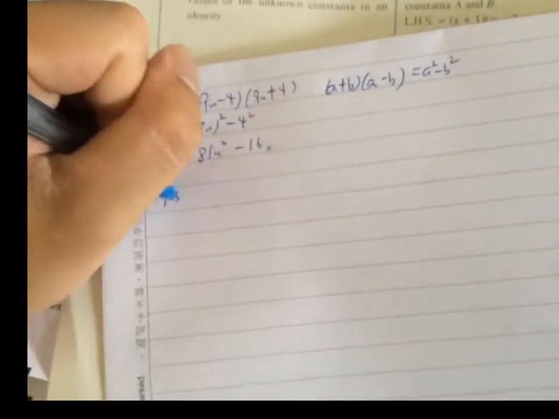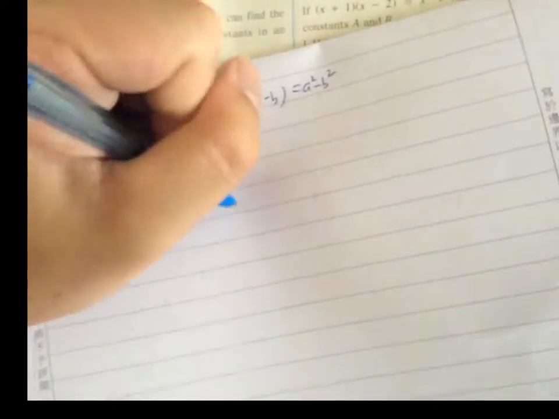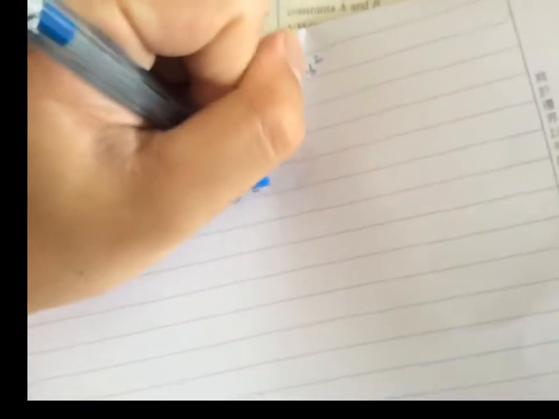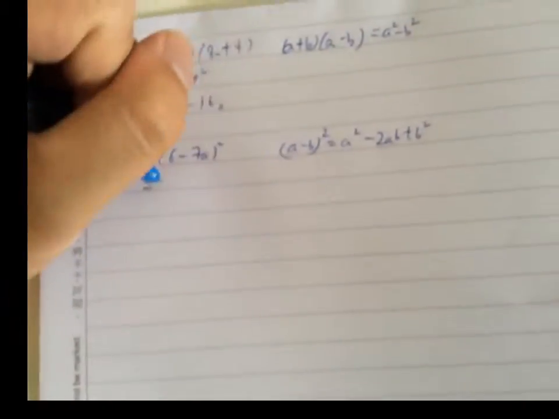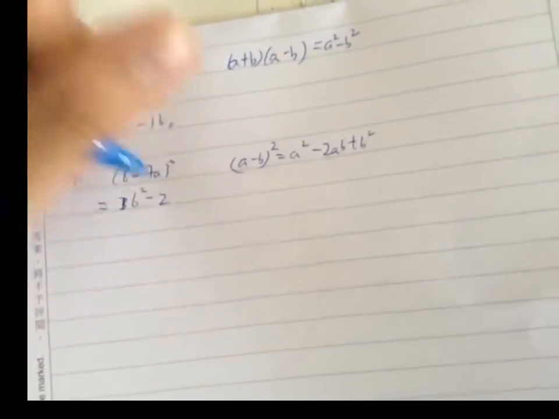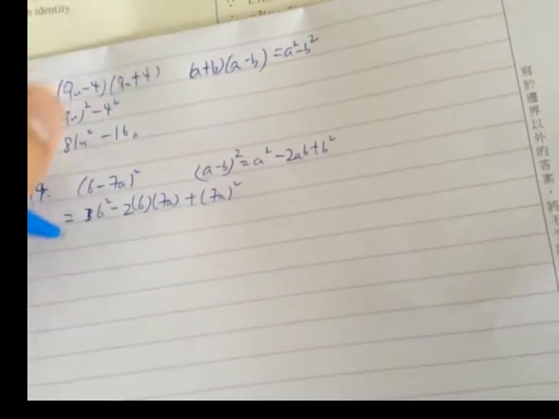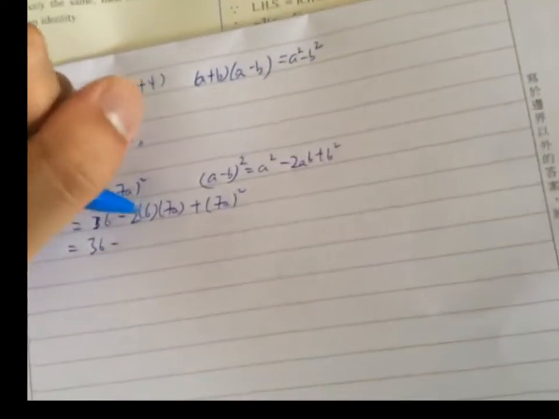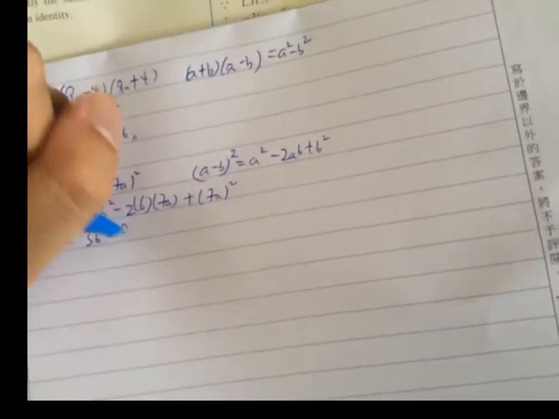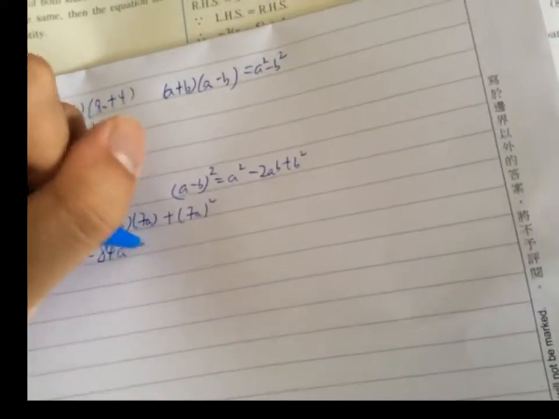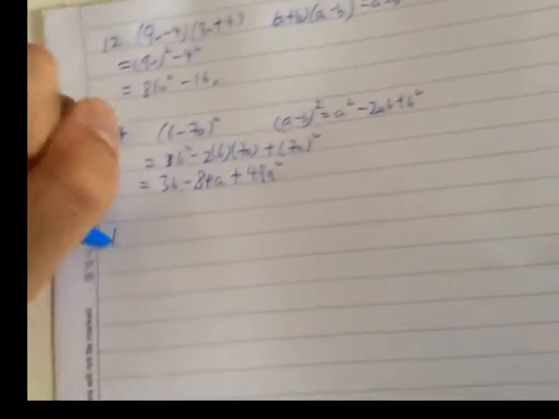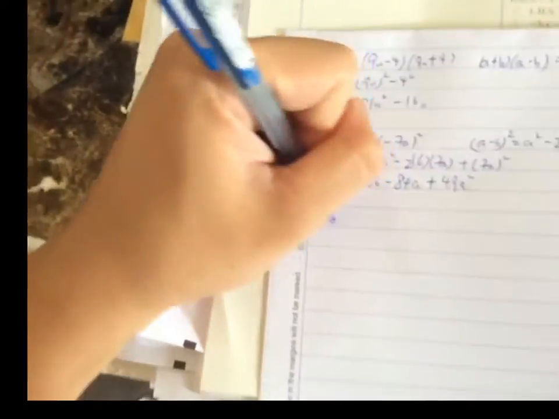For number 14, (6 minus 7a) squared. So this is a perfect square. We are using (a minus b) squared equals a squared minus 2ab plus b squared. Please remember this. There will be 6 squared minus 2 times 6 times 7a plus (7a) squared. So it will be 36 minus 12 times 7, 84a plus 49a squared.